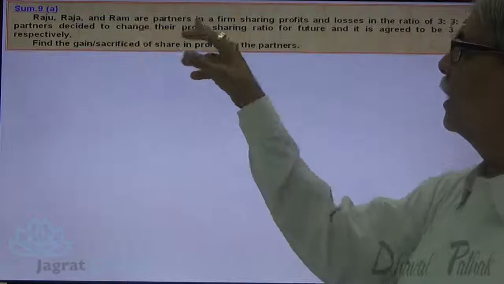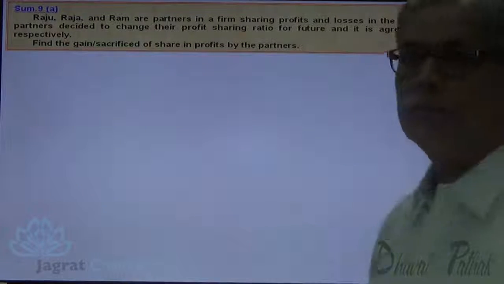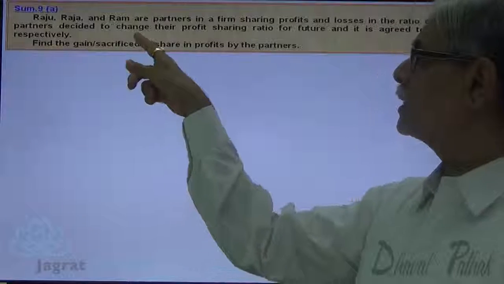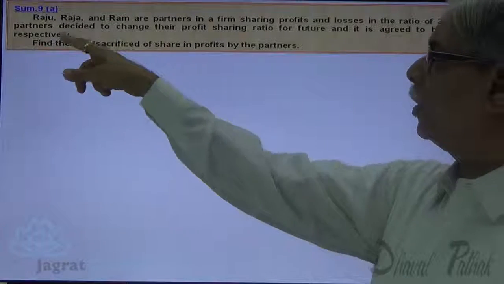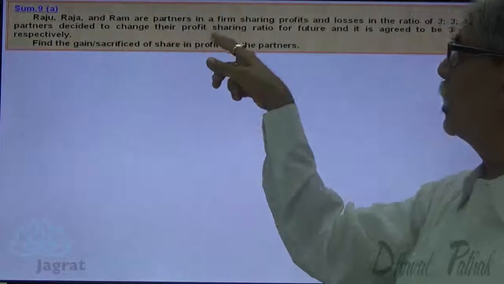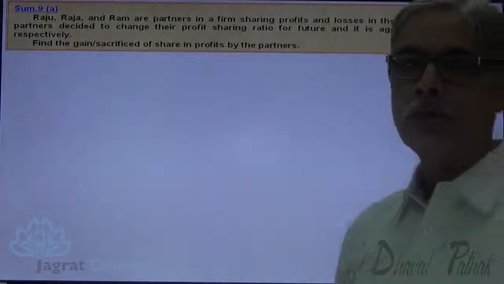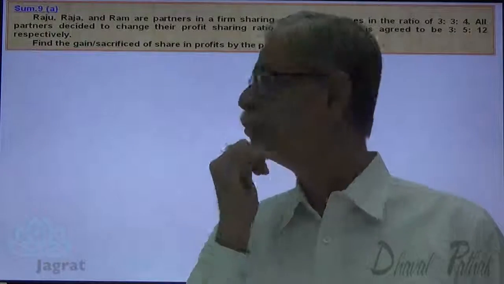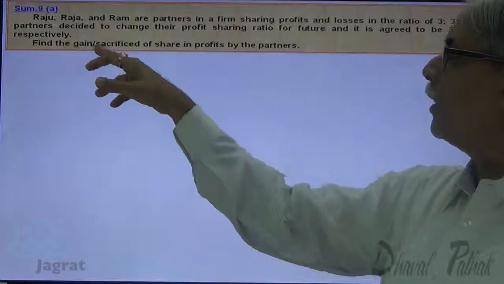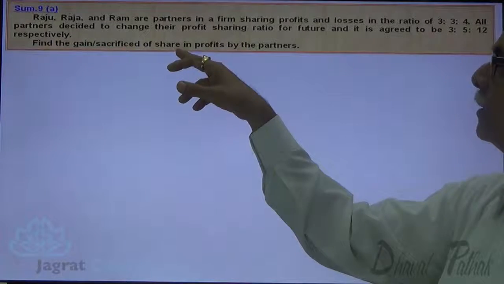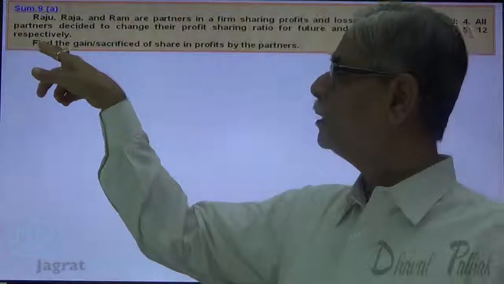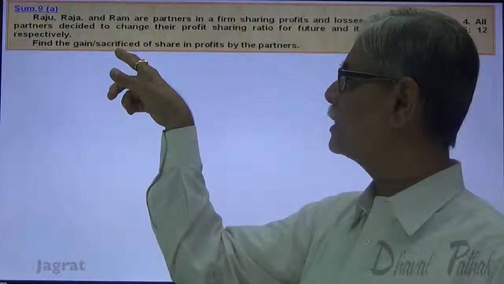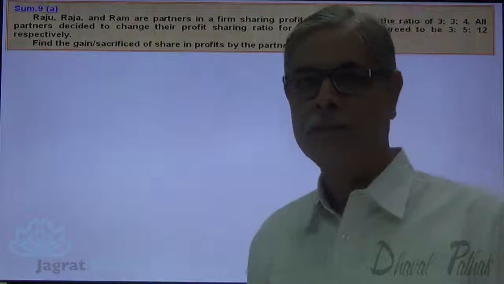Raju, Raja and Ram are the partners in a firm sharing profits and losses in the proportion of 3:3:4. All partners decided to change their profit sharing ratio for future, and it is agreed to be 3:5:12. Find the gain / sacrifice of share in profits by the partner.